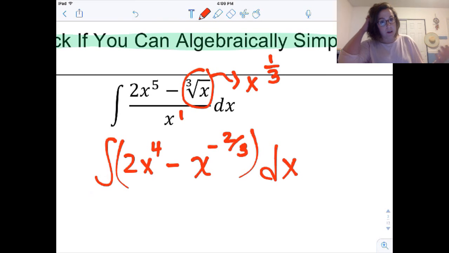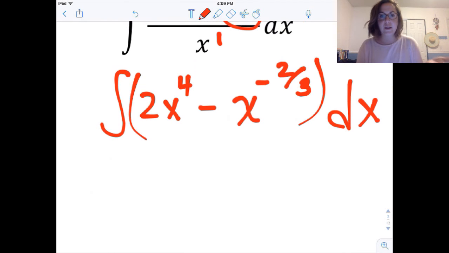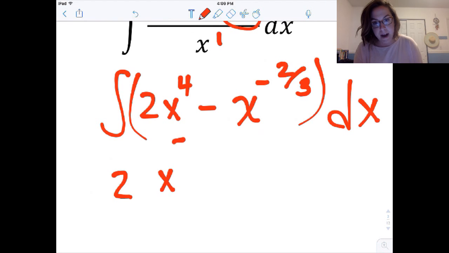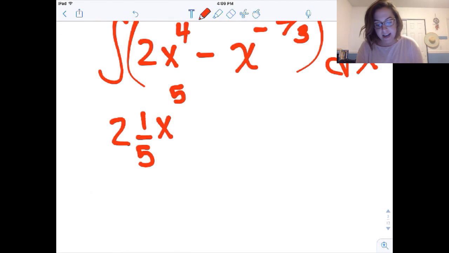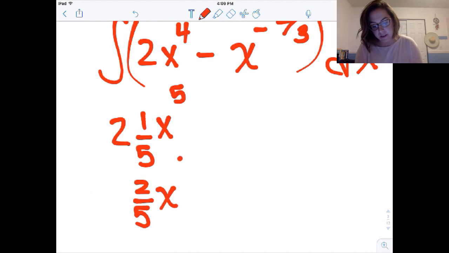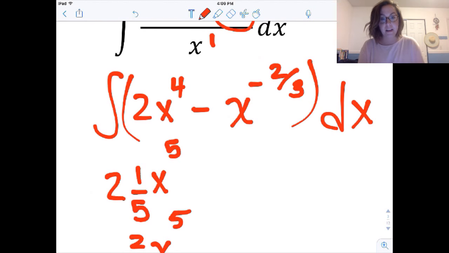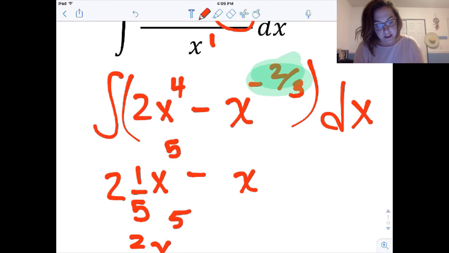Now each of these is just a power rule integral. So for 2x to the 4th, the 2 I'll just let hang out. X to the 4th goes up a power, and then I'm going to multiply by 1/5. I can simplify that down, which would be 2/5 x to the 5th. Then for my next one, I'm going to just copy my minus there. I see that this is to the negative 2/3, so I'm going to go up a power, right? Add 1. So this is going to be x to the 1/3, and I need that 1/3 to cancel out, so there needs to be a 3 out front to make that cancel.